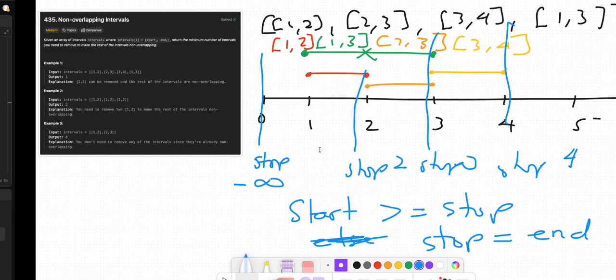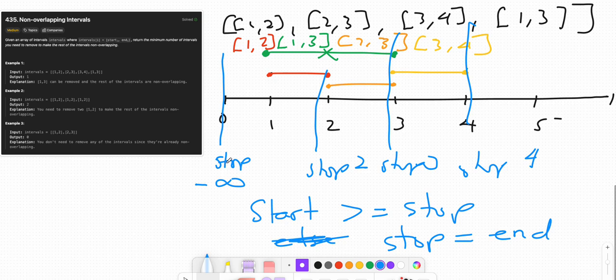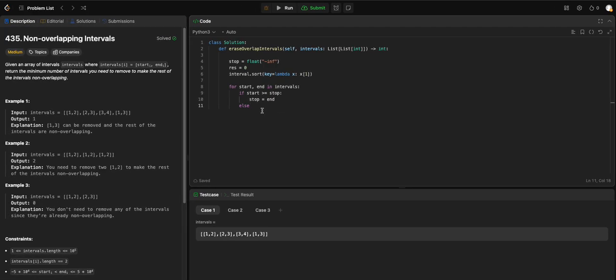Else, so we start from first stop. If this one, we come to stop 2, right? Now we are going to pick the second one because we've sorted. We are going to see that the start of this 1 to 3 is less than stop, which makes it something that we need to take out, right? Else, results is increased by 1 because it's an interval that we need to remove, and then we return results.